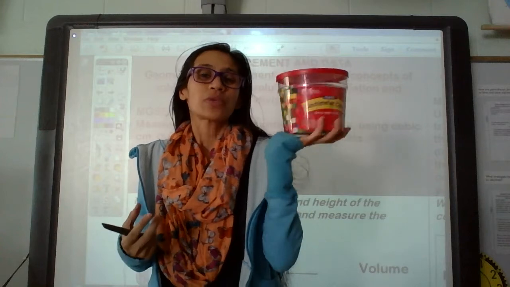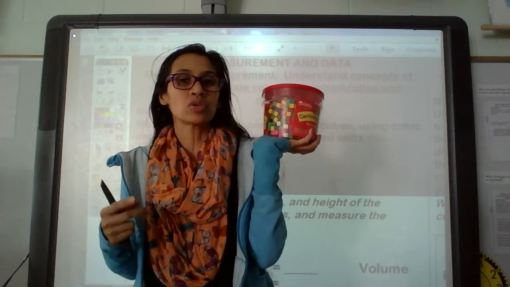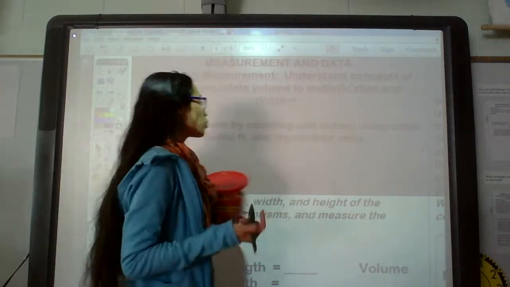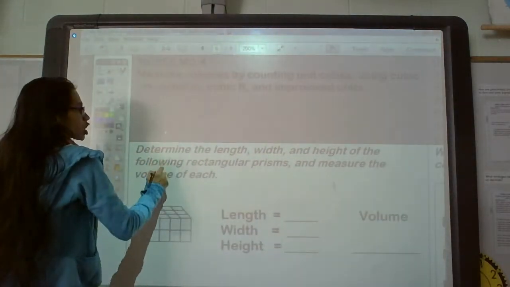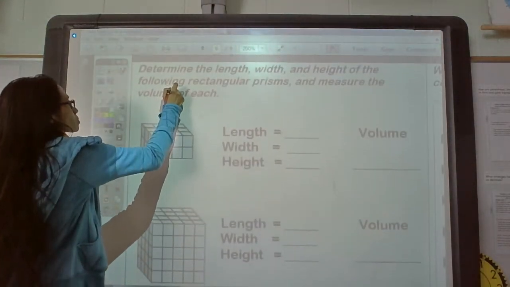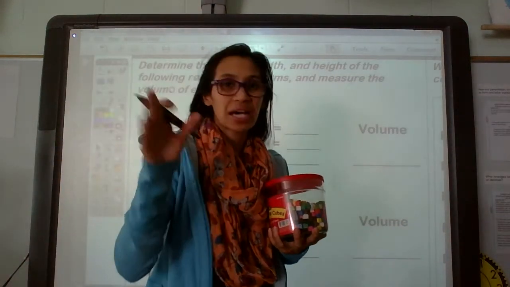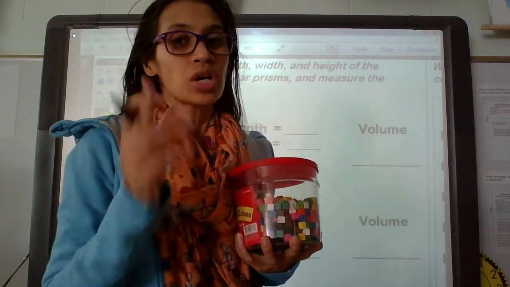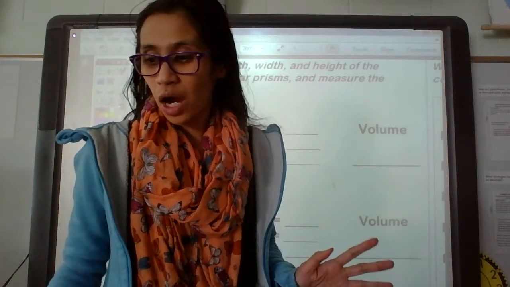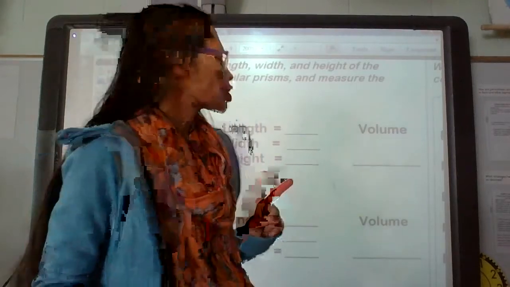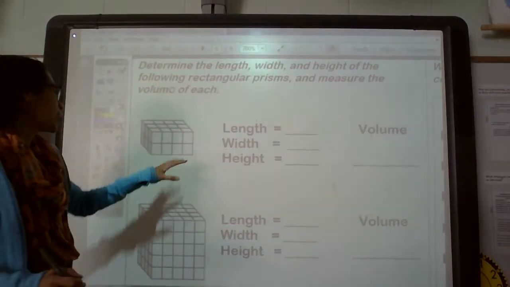All right, so we can use our cubes to count how many cubes it takes to make each rectangular prism to determine the volume, okay? Now, you may not have these at home. If not, that's fine. We have them here at school. You can use them to work it out. Now, let's look at the first one. The first one, here we have a rectangular prism.